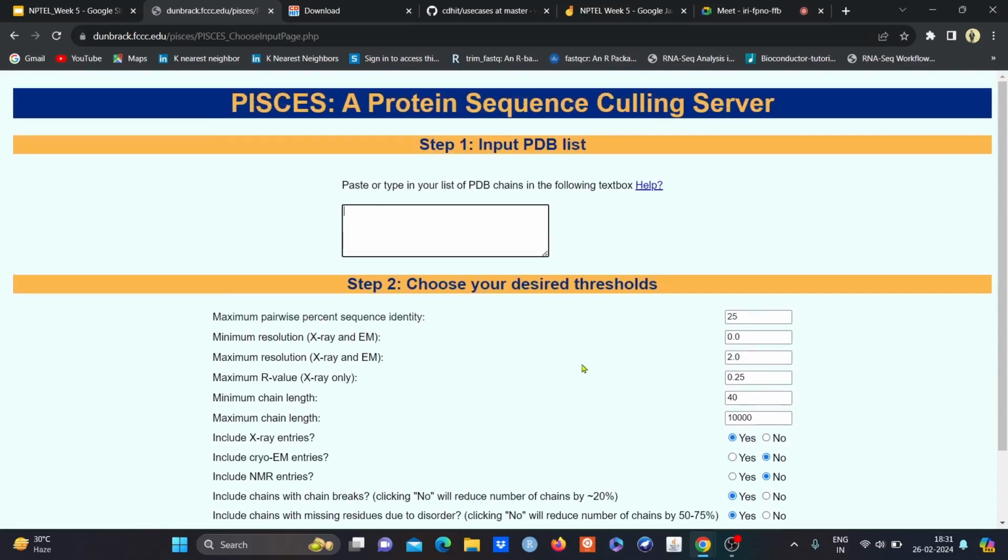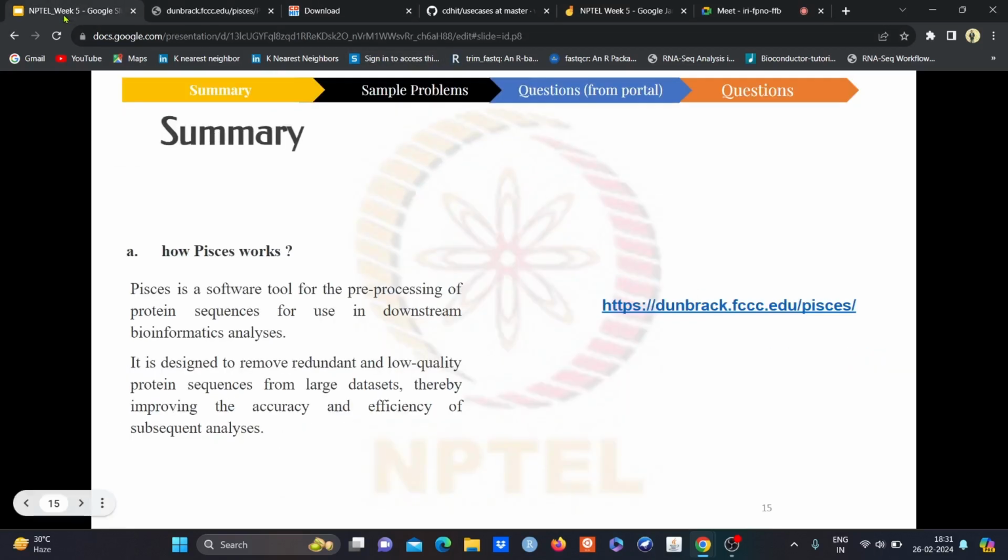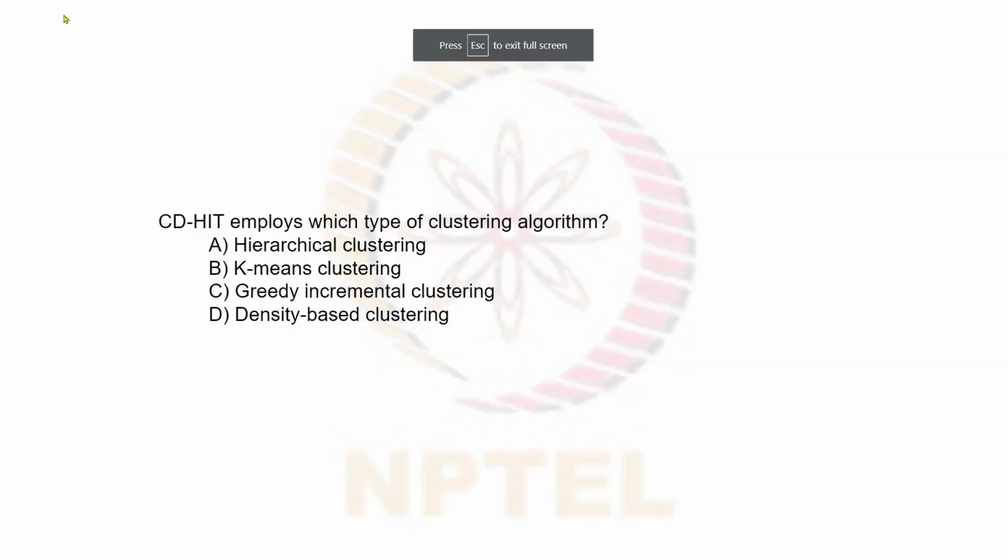So the one problem with the PySys server is that it is the only server available which takes structure as input. So because of overload, it crashes very often. So a CD hit installable version is often preferred. So PySys, as we are discussing, is a powerful tool for curation and filtering protein sequences and has become an important component for many bioinformatics pipelines.